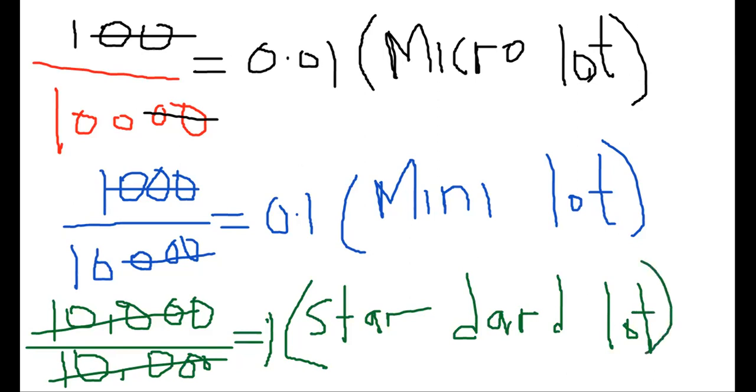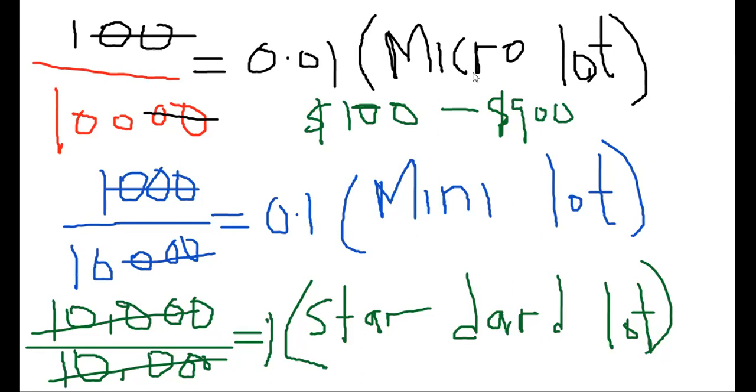Now, a micro lot size is a lot size that ranges from $100 to $900. I repeat, a micro lot size is a lot size that ranges from what? $100 to $900. A mini lot size is a lot size that ranges from $1,000 to $9,000, while a standard lot size is a lot size that ranges from $10,000 upwards. That is the standard lot size. You get class. So let's now proceed.